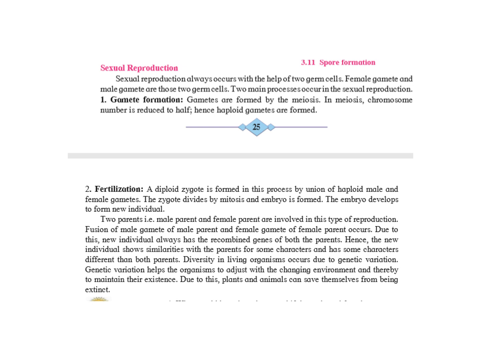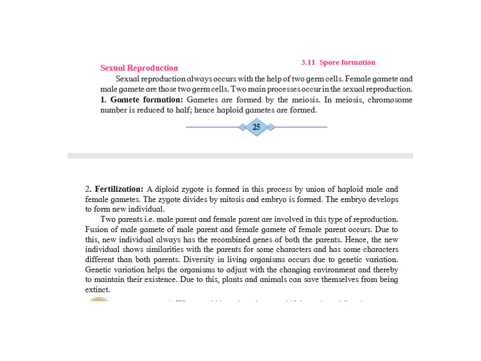Due to this, the new individual always has the recombined genes of both the parents. Hence, the new individual shows similarities with the parents for some characters and has some characters different from both parents. Diversity in living organisms occurs due to genetic variation. Genetic variation helps the organism to adjust to the changing environment and thereby to maintain their existence. Due to this, plants and animals can save themselves from becoming extinct.